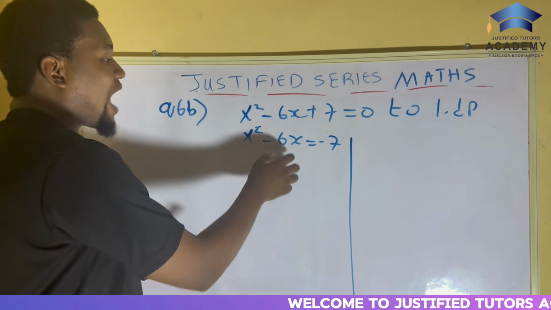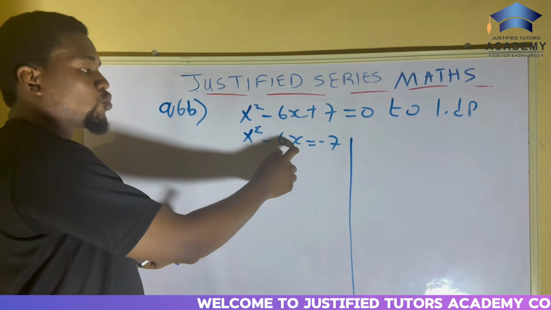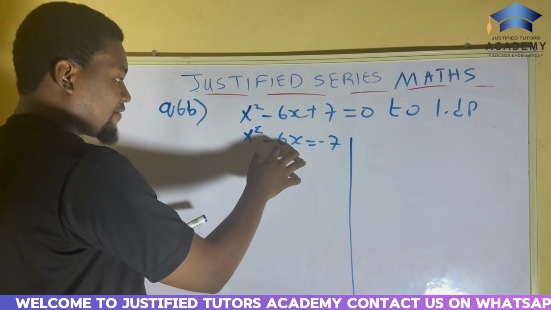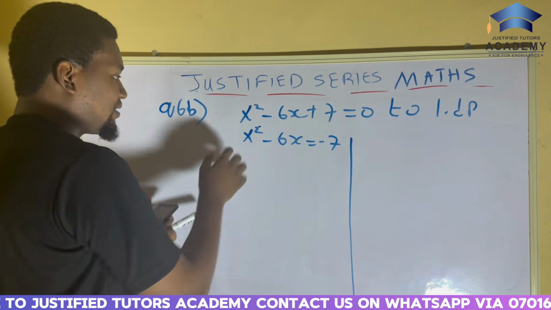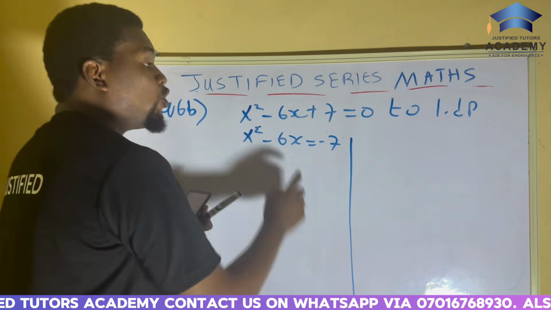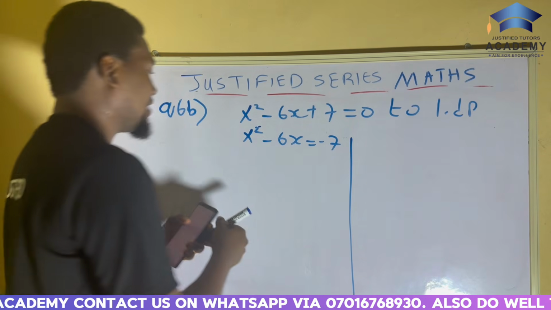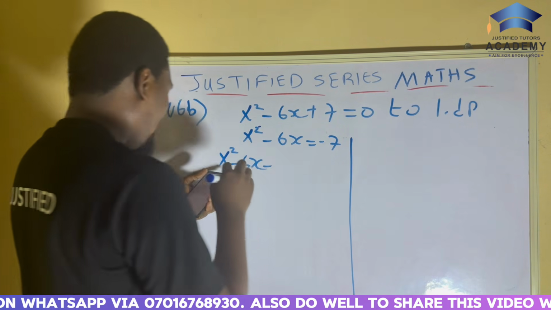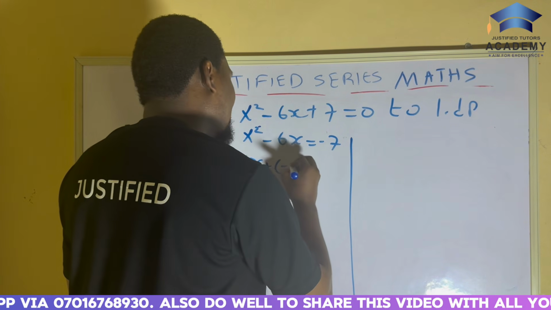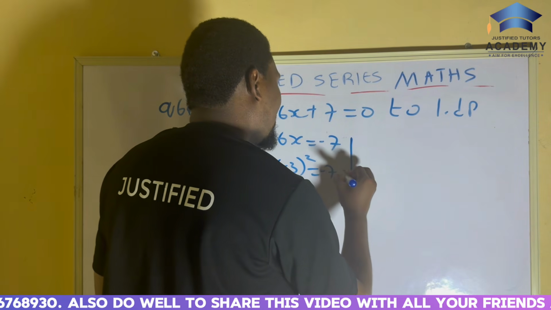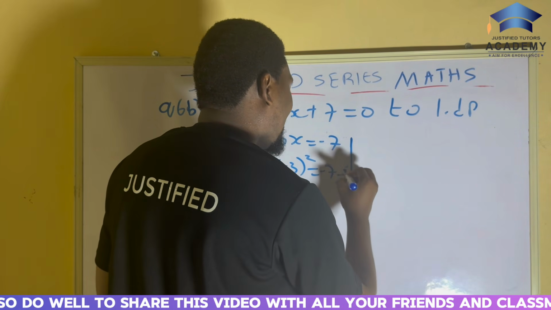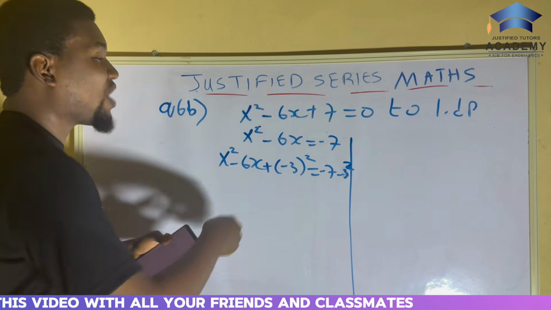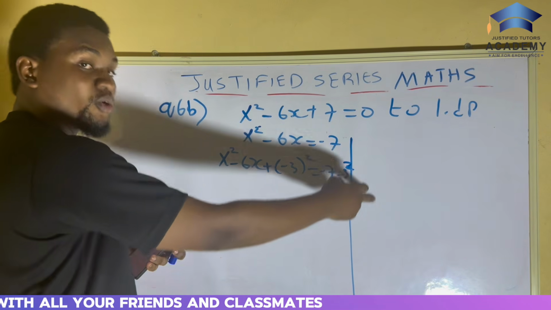After this step, we will now half the coefficient. When we have this coefficient, we square it and add it to both sides. So we'll have x squared minus 6x plus open bracket minus 3 close bracket squared equals minus 7 plus minus 3 squared. Yes, this is squared here. So that is it. When you have the coefficient, you square it and add it to both sides.